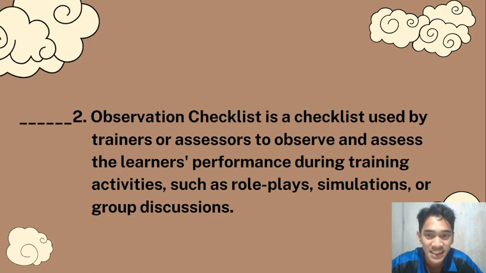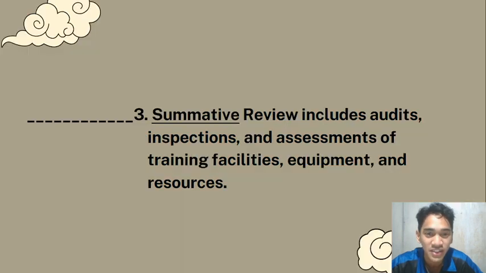Observation checklist is a checklist used by trainers or assessors to observe and assess the learner's performance during the training activities, such as workplace simulations or group discussion. True or false? It is true. It is true that it is an observation checklist. Summative review includes audits, inspections, and assessments of training facilities, equipment, and resources. It is false. It should be compliance review.